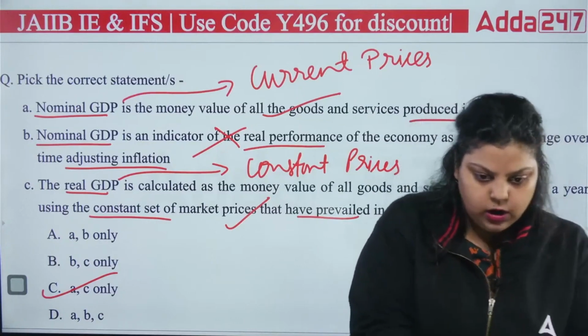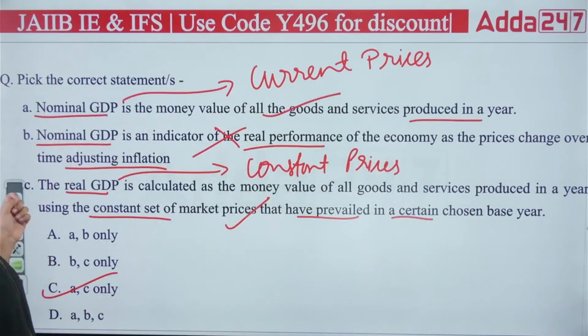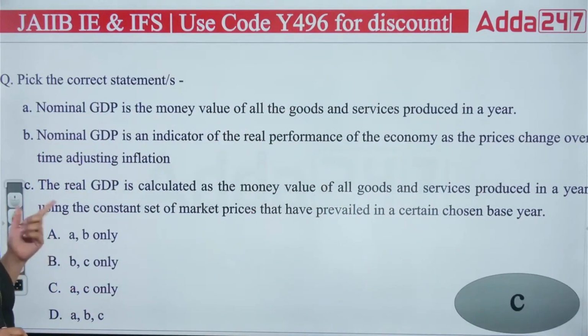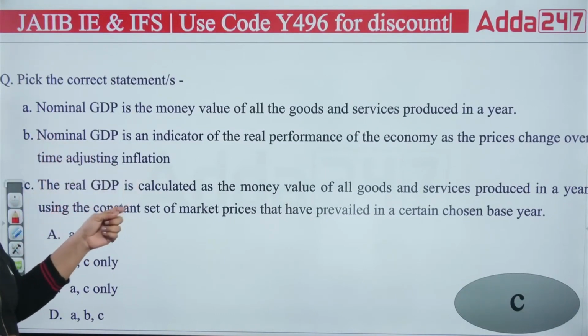I got one correct answer, that is C. Right answer is C here, not B. It is the C option. B is wrong. Why is B option wrong? Because it's saying nominal will be adjusting the inflation. No, actually real GDP adjusts the inflation.